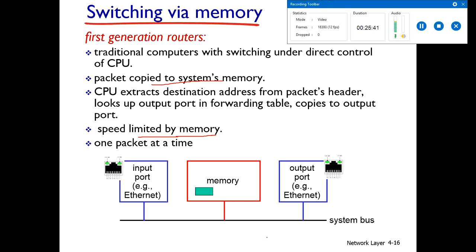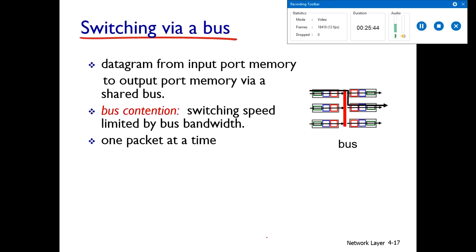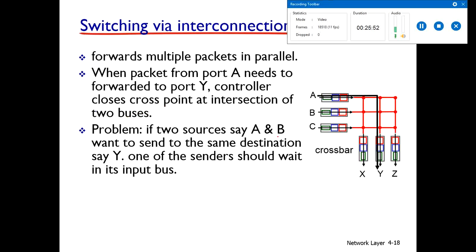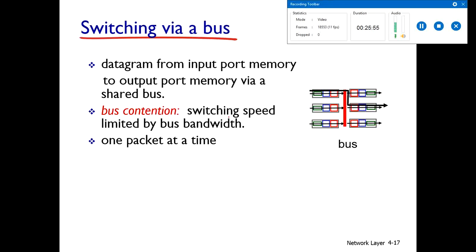Alright, so coming to the next, which is switching via bus. So what happens in this, let's understand. In this switching technique, the input port transfers the packet directly to the output port over a shared bus. If you see over here, this is the input port, this is the output port, and both of them are connected through a shared bus. There is no intervention of the routing processor.